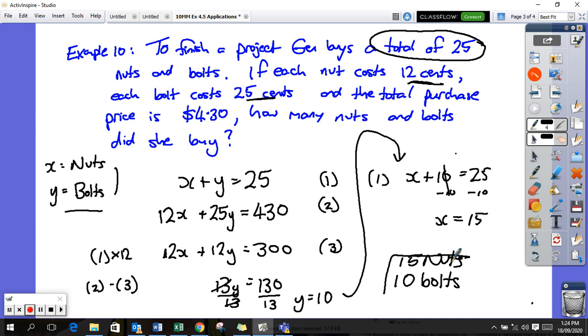So the elimination method is actually easier. A little bit easier. Okay, and I think it generally is.